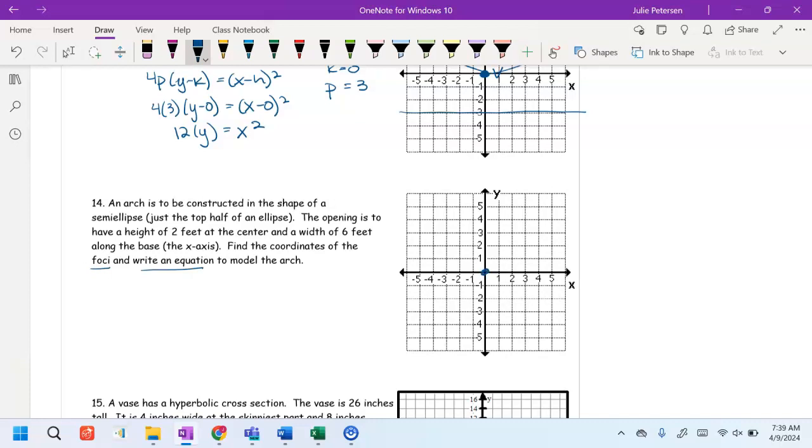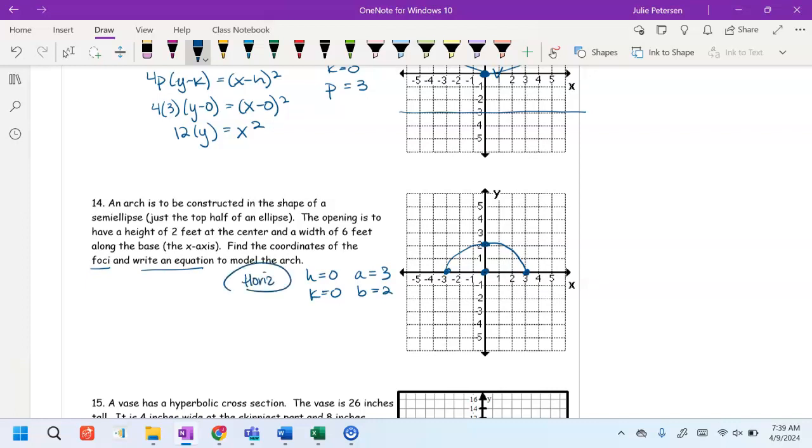With conic sections, if you're not told otherwise, life is easier if you make your center at 0, 0. So in this case, we'll go ahead and do that. H equals 0, K equals 0. The opening is supposed to be 2 feet up and then 6 feet wide, which means 3 to the right and 3 to the left. So this is our semi-ellipse. That also tells me that a is 3 and b is 2, because in an ellipse a is always bigger than b. And then the last thing it tells me is that this is horizontal.